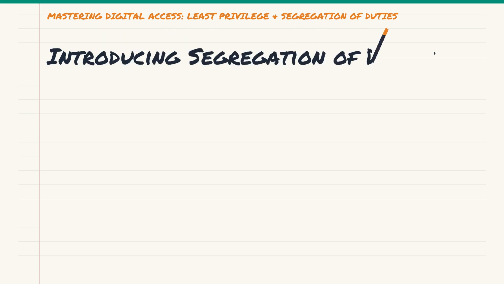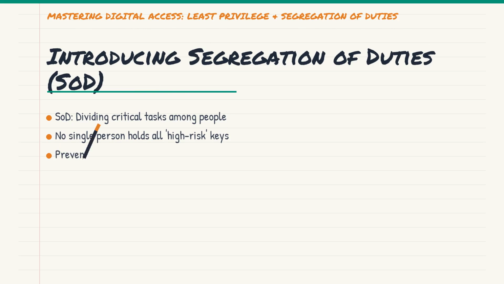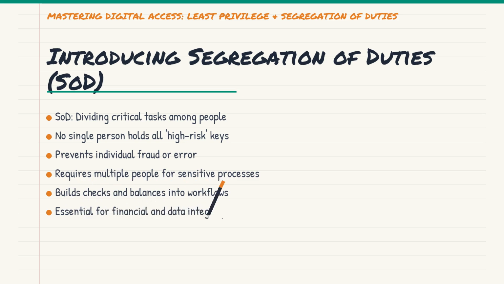Now, let's switch gears to our second big concept, segregation of duties, or SOD. If PoLP is about giving people the fewest keys, SOD is about making sure no single person has *all* the keys to *critical* parts of a process.